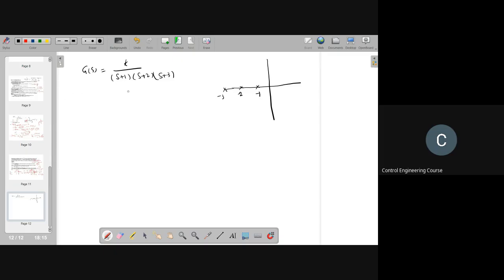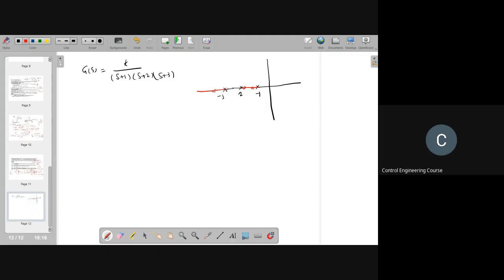Then, root locus always exists in between these two. Root locus exists here, between these two, and here to infinity. So, directions: the root locus always starts at poles. So it will go in this direction, it will go in this direction, and here it will go in this direction.